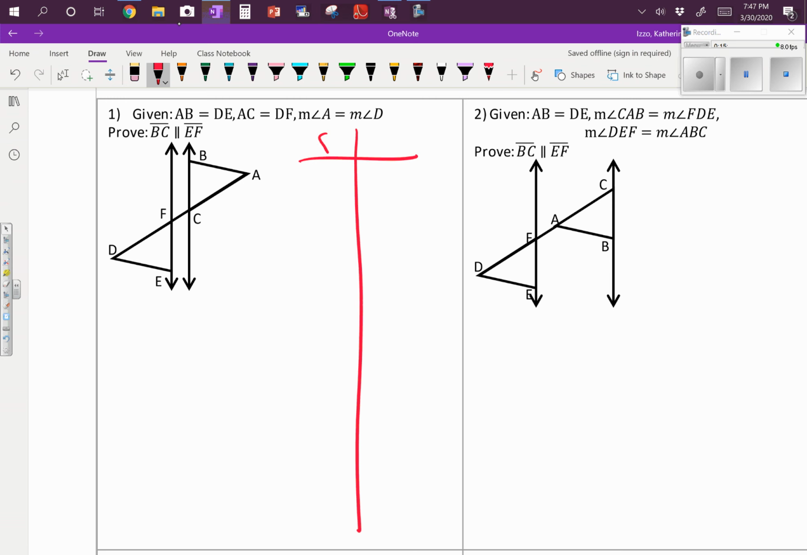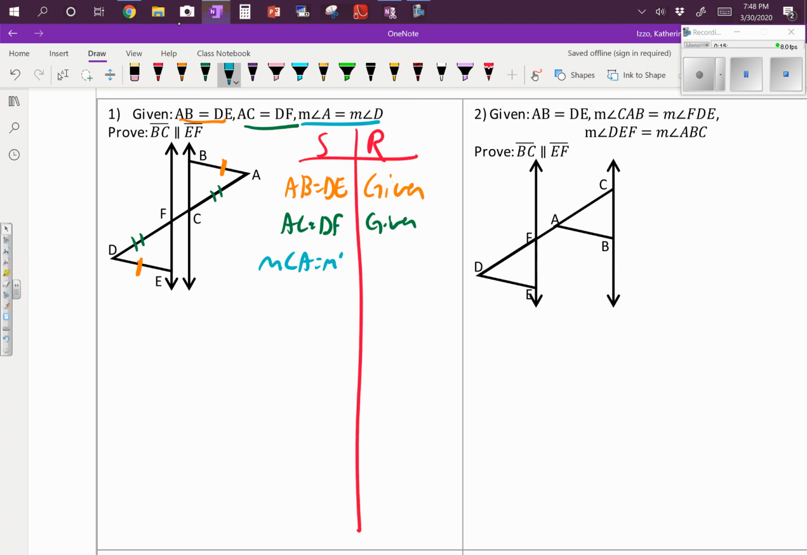I'm going to do a nice statement and reason chart and start with my givens. AB equals DE by given. AC equals DF by given. And then finally we have measure angle A equals measure angle D by given.